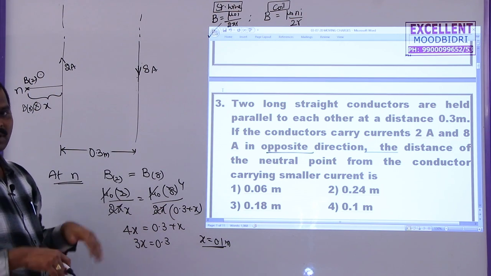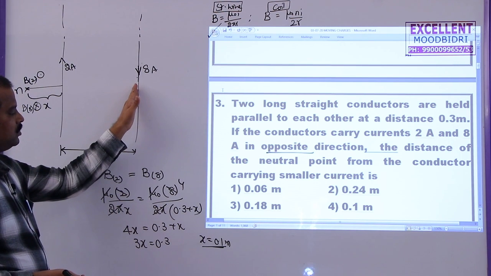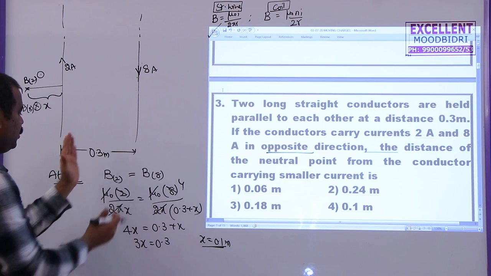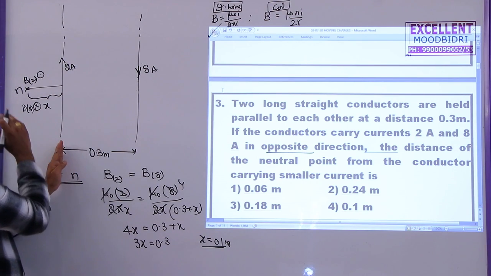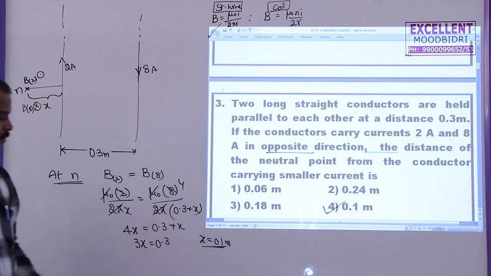But in the same problem, sometimes they may ask us to find the nodal point from the bigger current, that is, the conductor carrying the bigger current. So this will be 0.3 plus 0.1, which is 0.4 and that will be the answer, but in this problem only option 4 is correct.